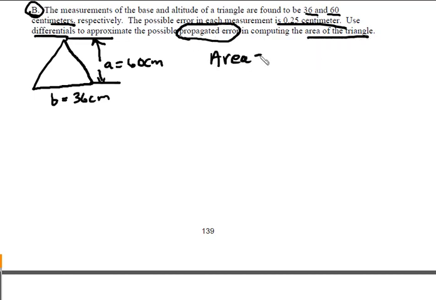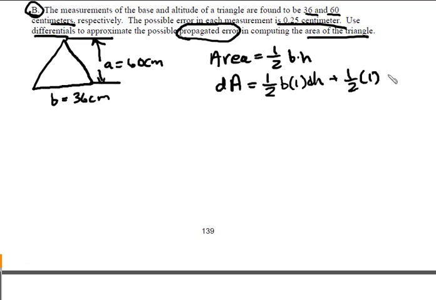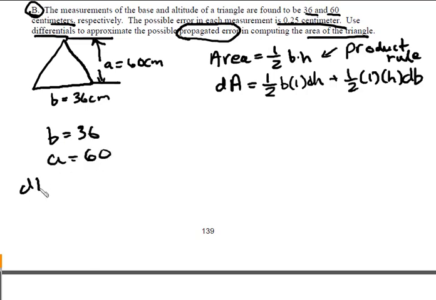So the area of a triangle, if you remember, is a half base times height. So the propagated area, dA, is a half, and then B times 1, and then dH, plus a half times 1 times H times dB, because remember, we need to use the product rule in computing this particular derivative. Alright, so we know B is 36, H is 60, and we know dH is equal to dB, and those were both equal to 0.25 centimeters. Okay, so just plug everything in here now.